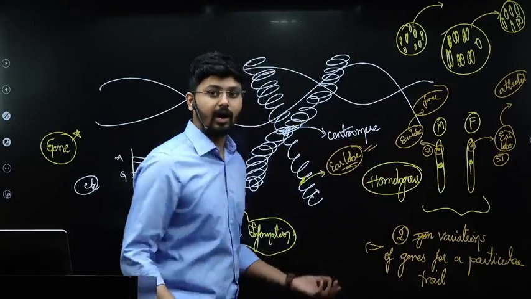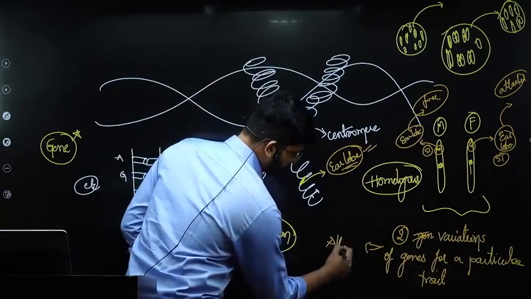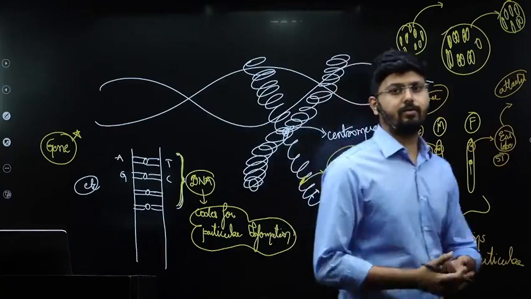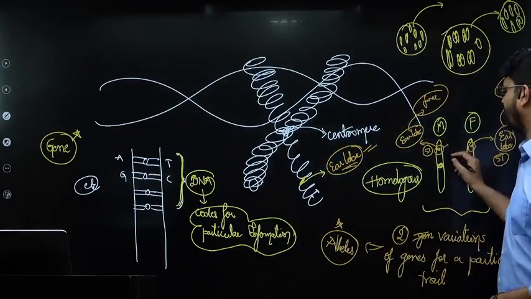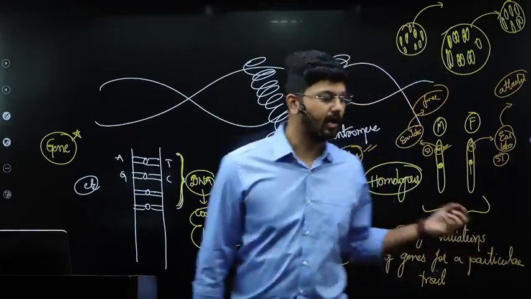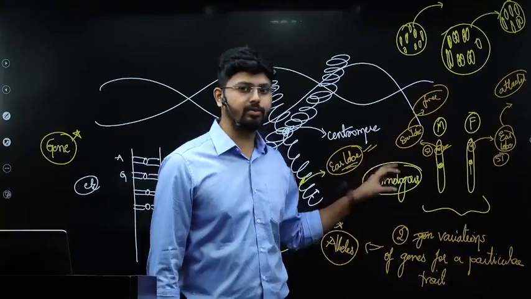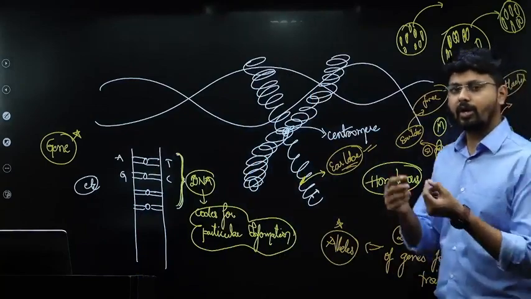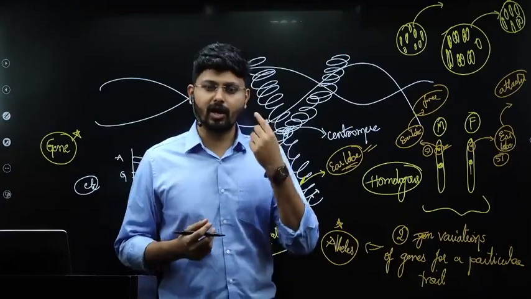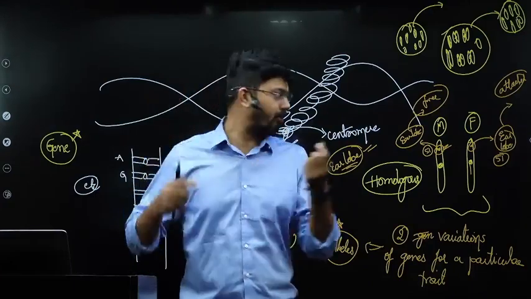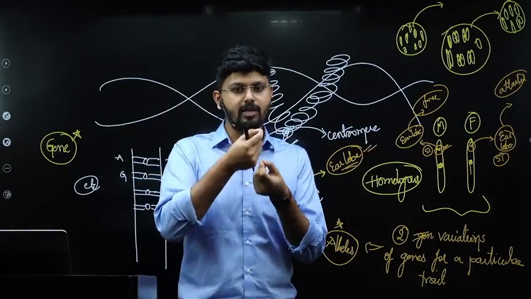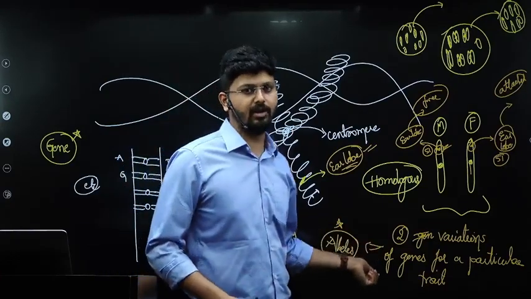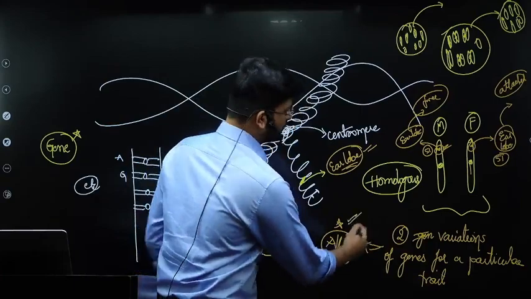which are called alleles. Alleles, which we discuss generally, are nothing but variations for a particular trait. Variations of a gene for a particular trait are known as alleles. So never get confused between genes and alleles. Alleles are also genes, but when you are talking about a particular trait, for example eye color, you have two chromosomes, one gene comes from mother, one gene comes from father, and when you are talking about them together, we call them alleles.